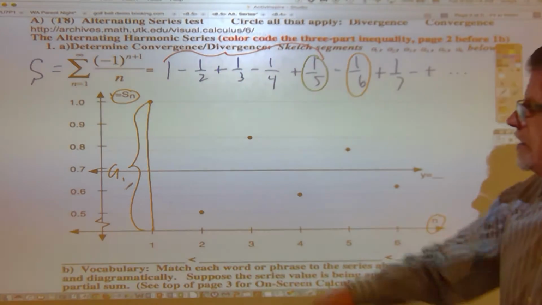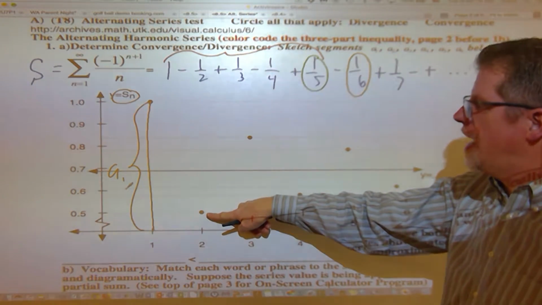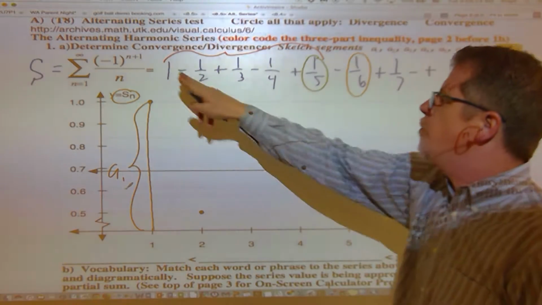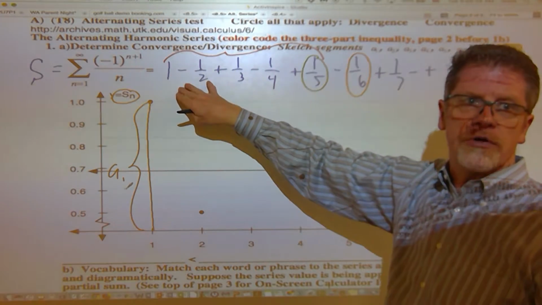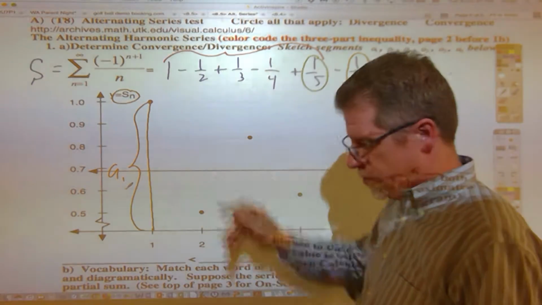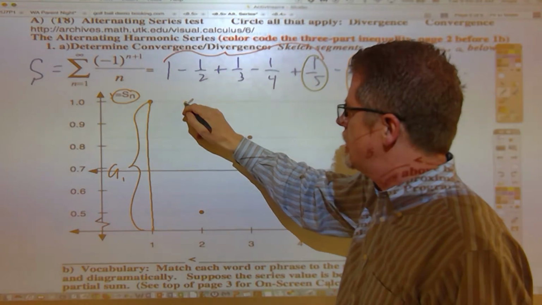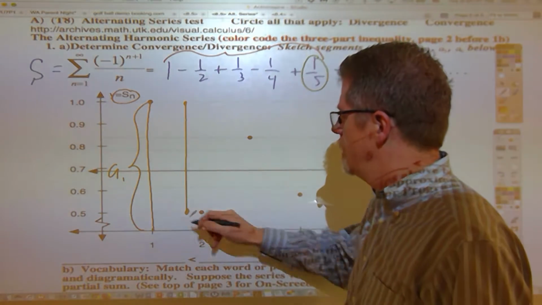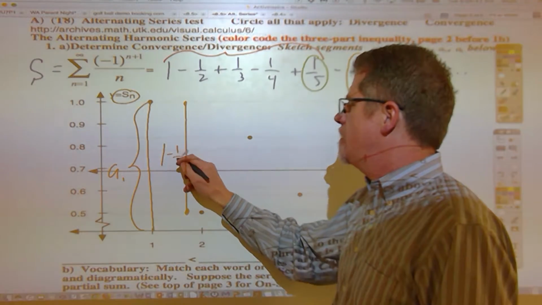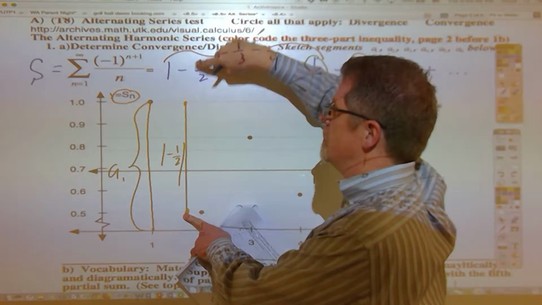Now imagine this point as the ordered pair 2, comma s sub 2. This is the second partial sum. It's really 1 minus a half. The second partial sum is 1/2, and notice that this would be that value, but I just want to show you this line segment right here. This line segment is the absolute value of negative 1/2. The length of this line segment is the absolute value of the second term.